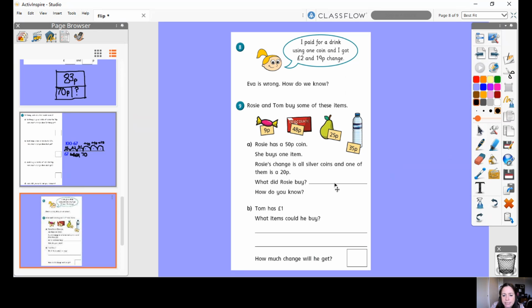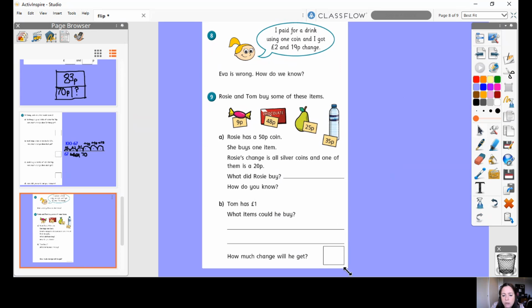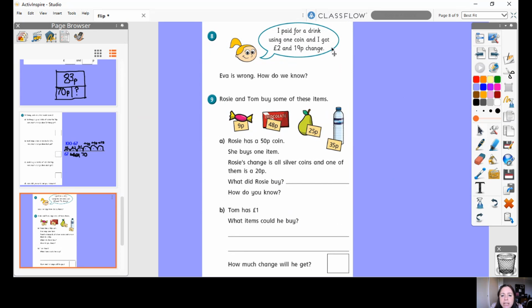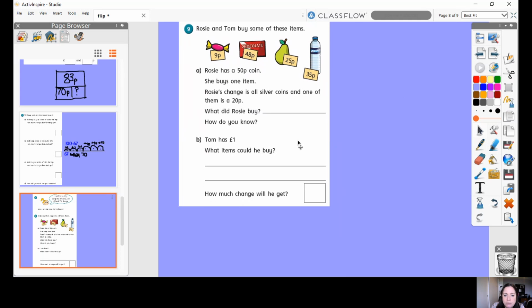Right, question 8. One more before we get to the hard one. I paid for a drink using 1 coin and I got £2 and 19p change. Eva is wrong. How do we know? So she's used 1 coin and she's got £2 and 19 pence change. You're going to have a really, really good think about that one. Uh-oh, on to the hard one.